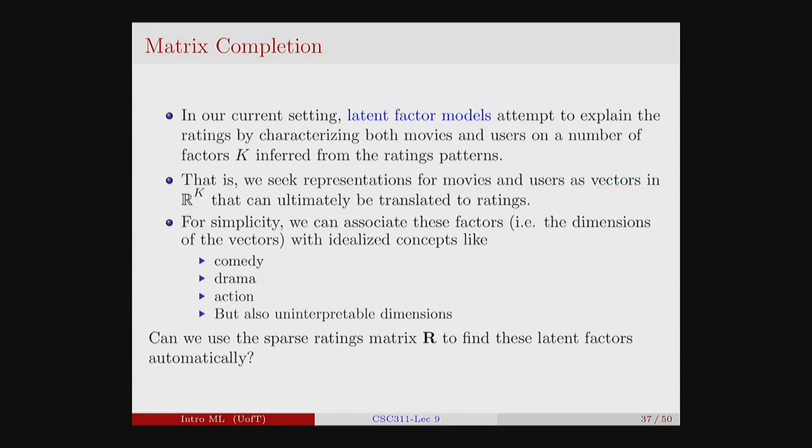So if I had a way to create these vectors in R^k for both users and movies, then for each R_ij, my ratings matrix, I could do U_i transpose, if this is the movie vector for j, M_j. And by taking the dot product between them, I could believe that I was computing what the rating would have been for user i for movie j.